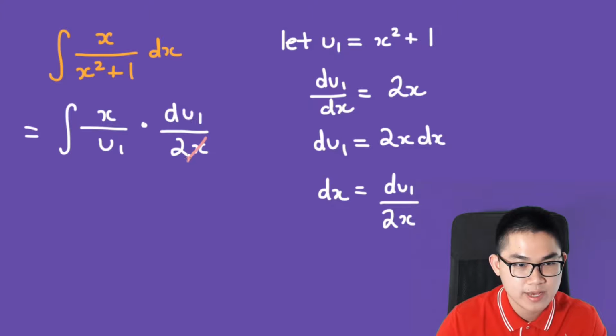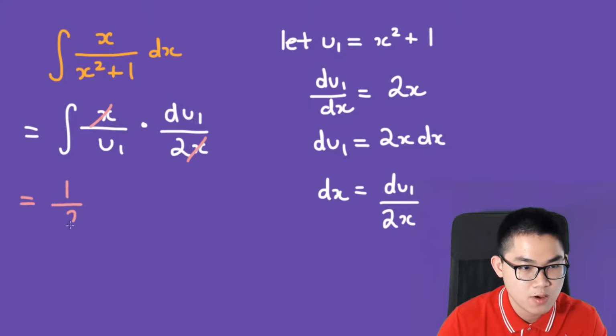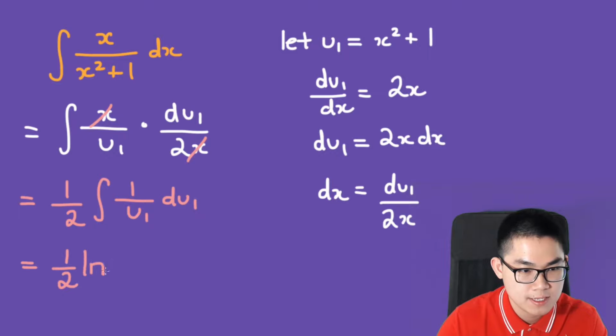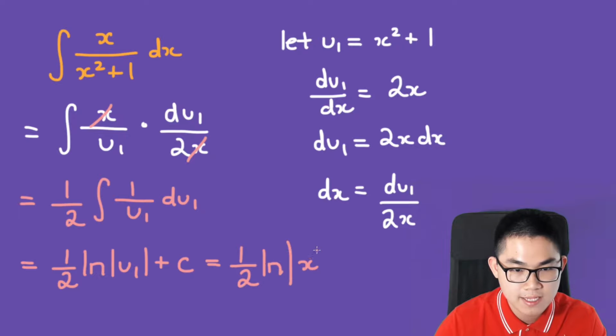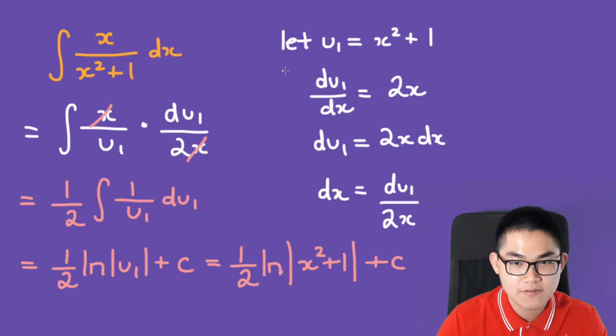The x will cancel out, and we move the 2 outside of the integral, so we have 1 over 2 times the integral of 1 over u times du. So this is the same as 1 over 2 times the ln of the absolute value of u plus c, and putting the u back to the x, we have 1 over 2 the ln of x squared plus 1 plus c.